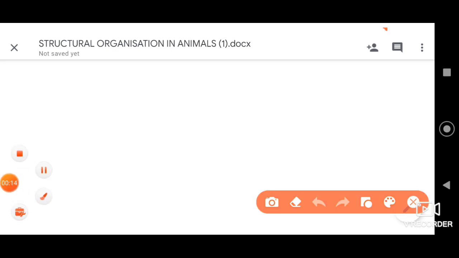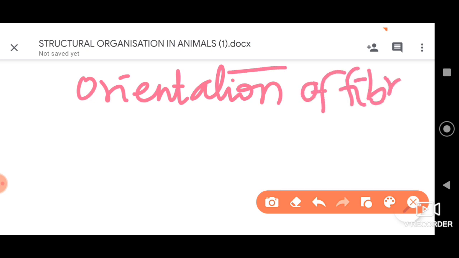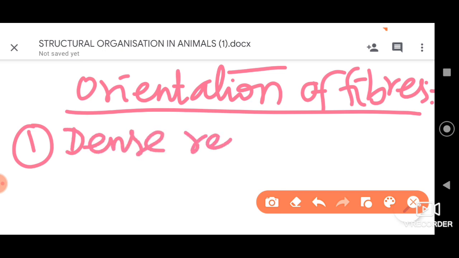See, first we need to know the types. Now let me tell you that the dense connective tissues are classified on the basis of orientation of fibers. See, orientation or how they are distributed. Based on the distribution of fibers, we can classify the dense connective tissues into two types. First we have dense regular connective tissue. Alright, this is the first type.